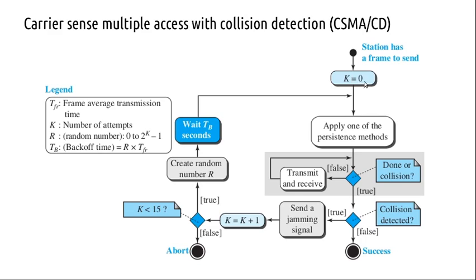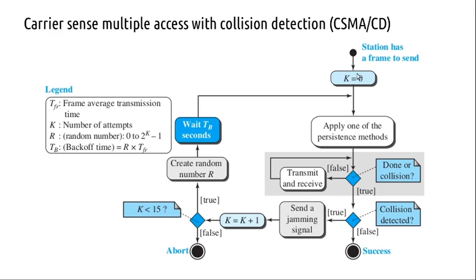It will make n attempts to send a frame. TFR is the frame average transmission time. Average means the average of these values, and the back off time is expressed in terms of this random number, which you generate in the range 0 to 2 raised to k minus 1. So it's expressed in terms of these.